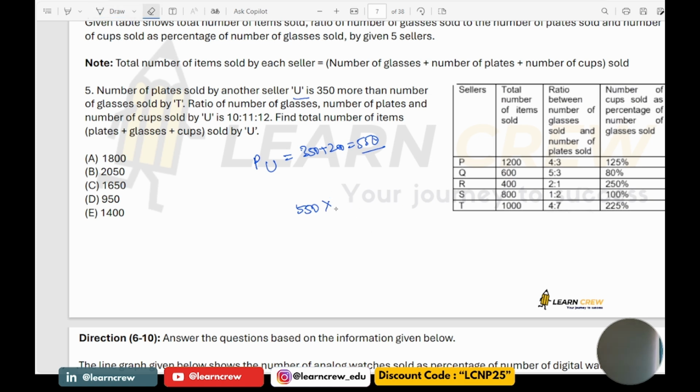50 by 33, na? So how much are you going to get? The ratio is nothing but 550 into how much? 33 divided by 11. So it is nothing but 33 into 50, which is 1650. 1650 is the answer.